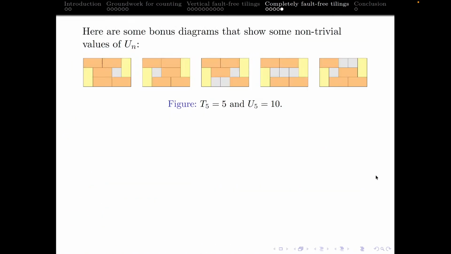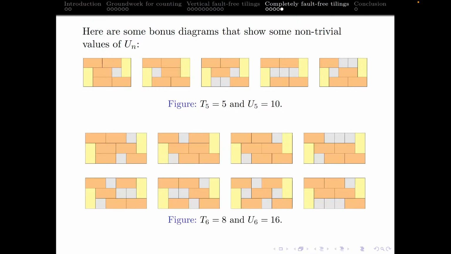And as promised, here are the tilings for T5, the completely fault-free tilings of the 3x5 board, with this particular configuration in the beginning. And taking the mirror image of all these, you can get the 10 tilings which are completely fault-free, and here are the 8 tilings which are completely fault-free with the 3x6 board.